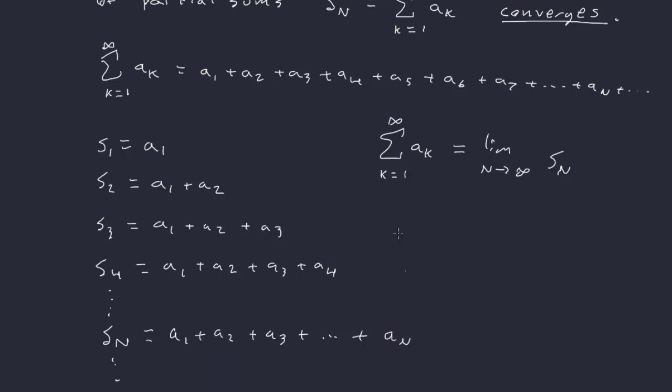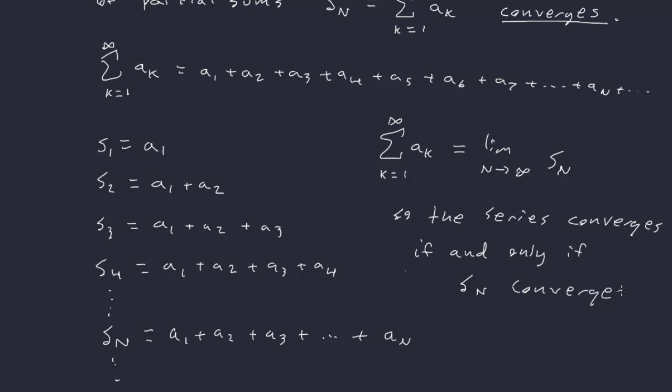And so the series converges if and only if S_n converges. So a lot of times what we do is we take a look at how the partial sums are behaving, and then if they converge, the series will converge.